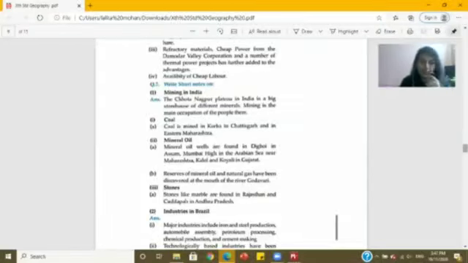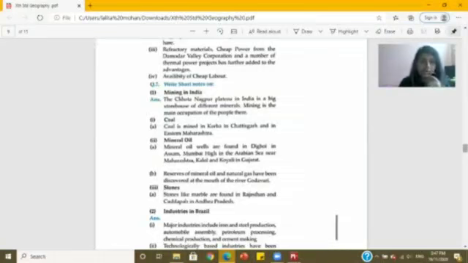Mining is the main occupation of people living here. The first type of mineral that is found is coal, which is mined in Korba, in Chhattisgarh, as well as in eastern Maharashtra. Second is mineral oil, which is found in Digboy in Assam, Mumbai High in the Arabian Sea, which is near Maharashtra, as well as Kalol and Koyali in Gujarat.